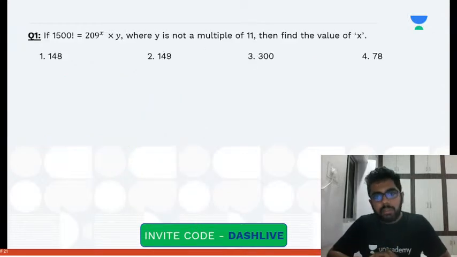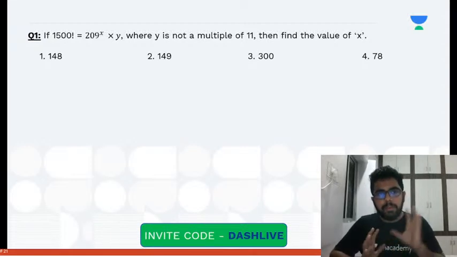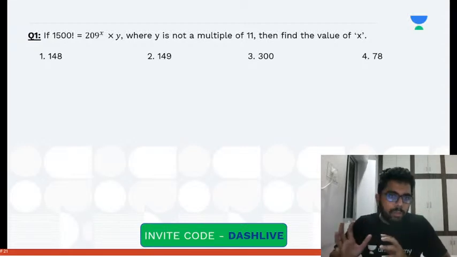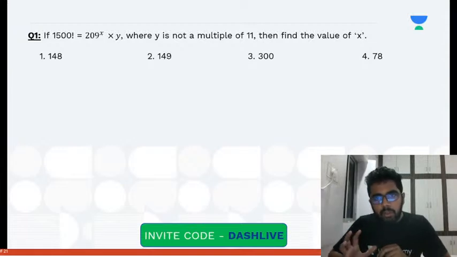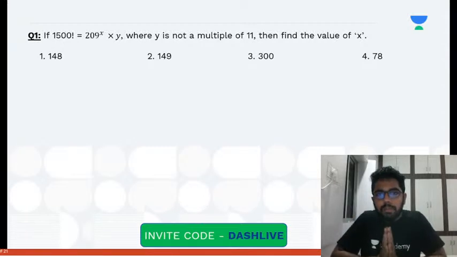So let us take a look at this one. Take a look at this question. 1500 factorial is 209 to the power x into y, where y is not a multiple of 11. Then find the value of x. Okay. This is given. 1500 factorial is 209 to the power x into y, where y is not a multiple of 11. Now, why did this question talk about a multiple of 11?